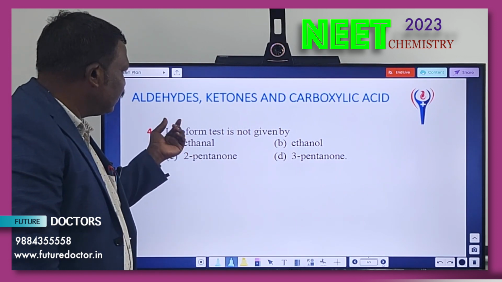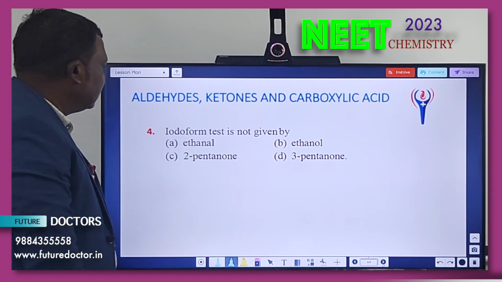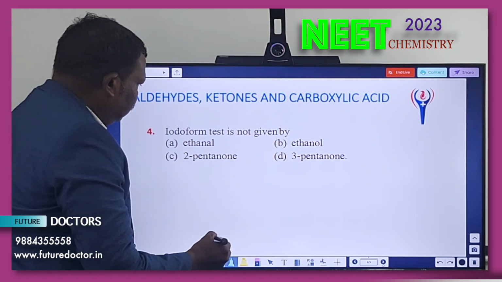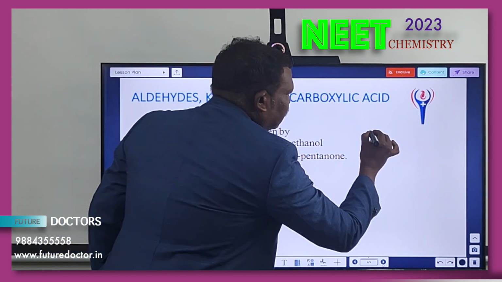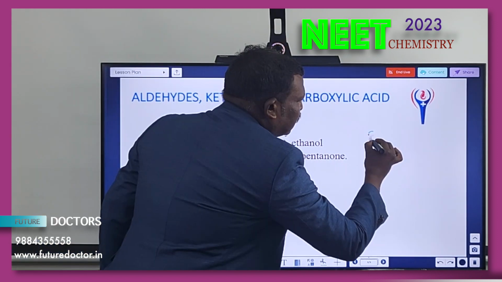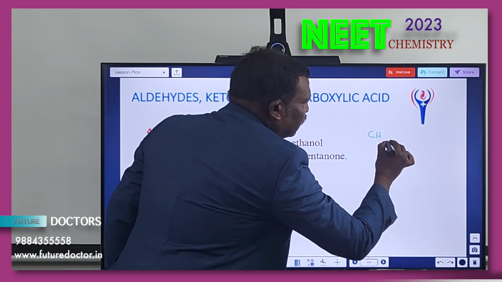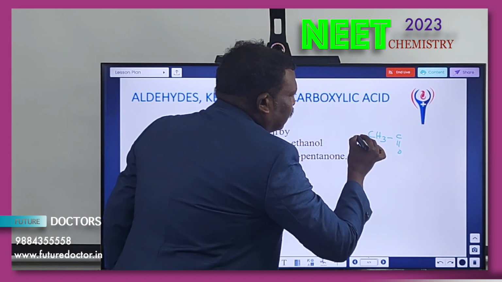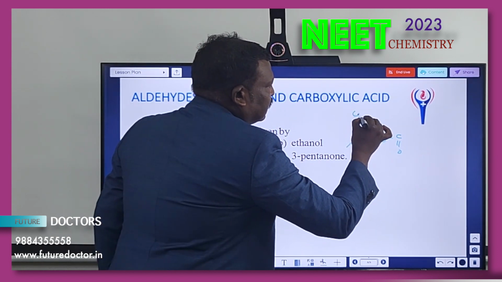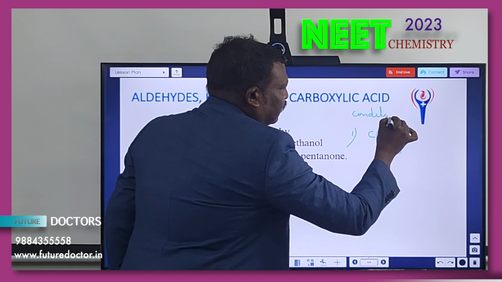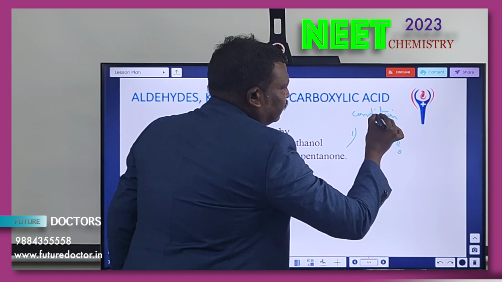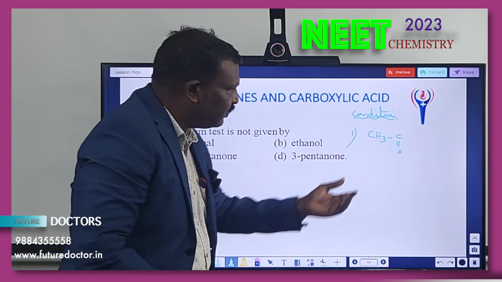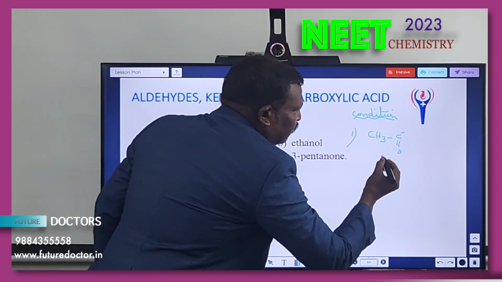Iodoform test is not given by. So which one does not undergo the iodoform test? That's the question. Any compound that undergoes iodoform should have what condition? What group should be there? The compound should have CH3 C double bond O. Just note the condition, all of you. Any compound that undergoes iodoform, this is the condition: the compound should have the CH3 C double bond O group.